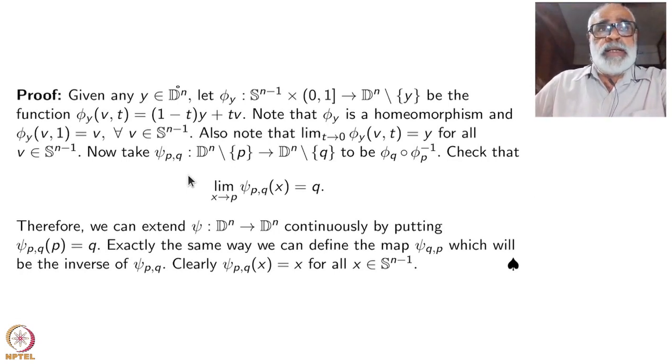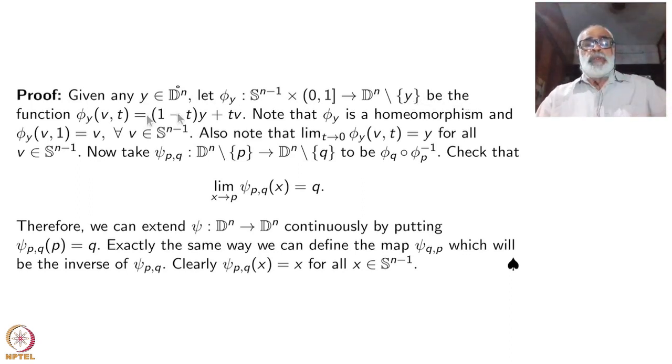For any y inside the interior of D^n, let us write phi_y from S^(n-1) cross the open interval (0,1) to D^n minus y. Y is an interior point, so you throw that away. Take this function phi_y of (v, t), where v is a unit vector inside S^(n-1), going to (1 minus t) times y plus t times v. Note that this phi_y is a homeomorphism.